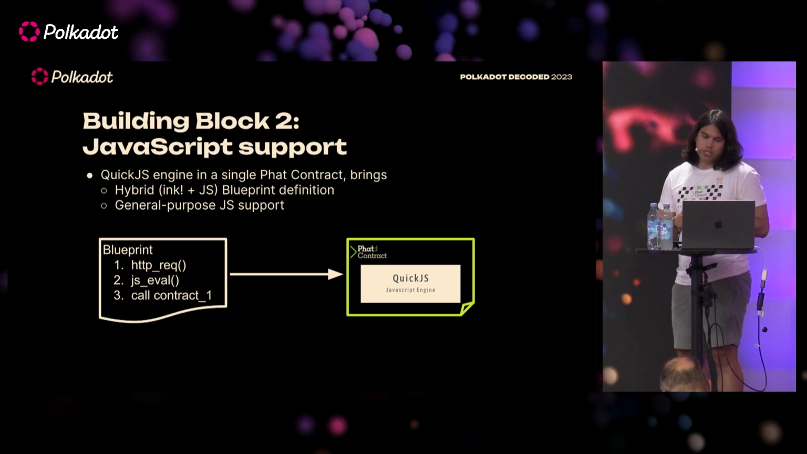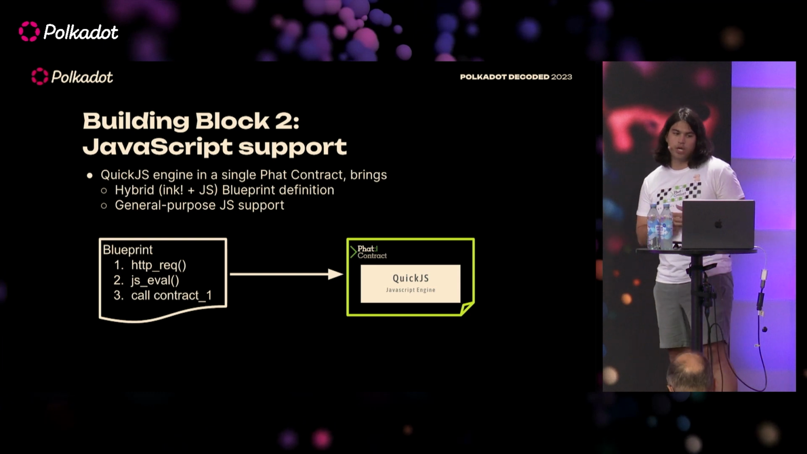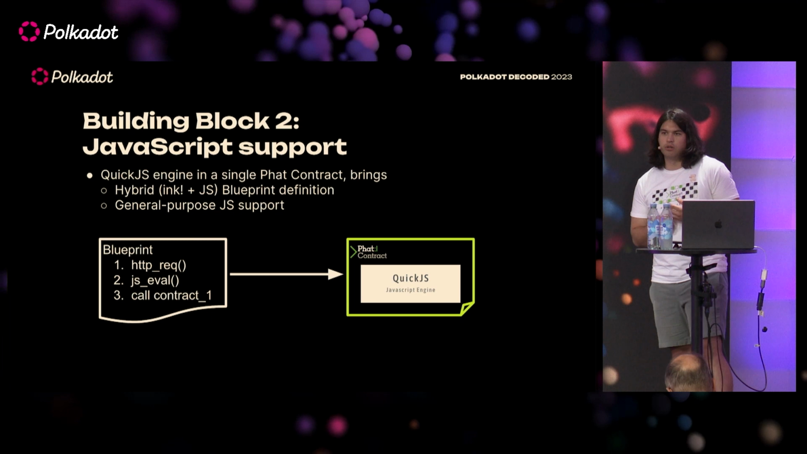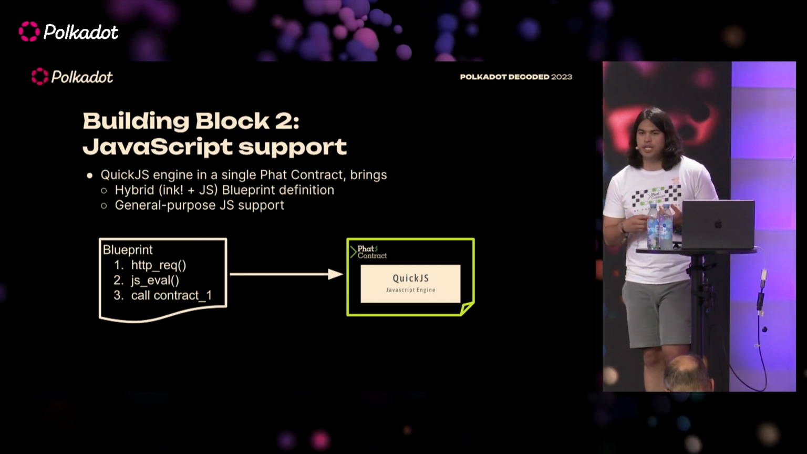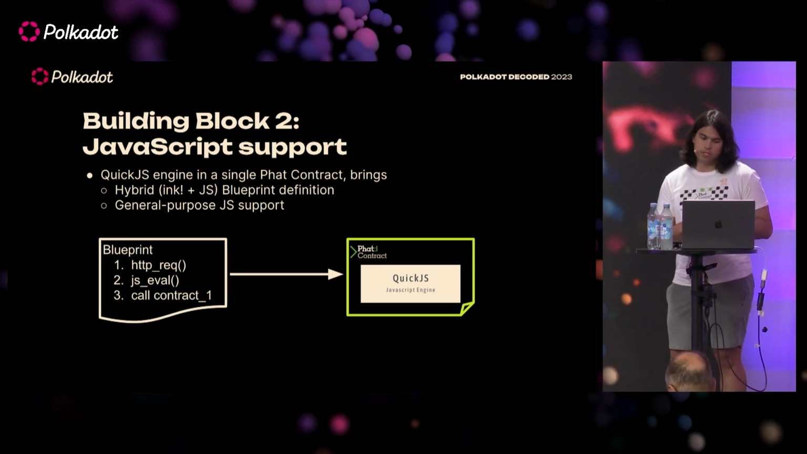And then building block number 2 is embedding a little bit of JavaScript with the QuickJS engine in a single Phat contract, which brings you a little more customization and is a little more developer friendly to non-Web3 native developers or non-Rust developers as well.